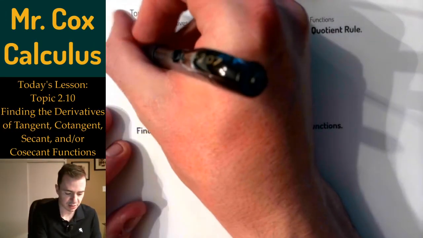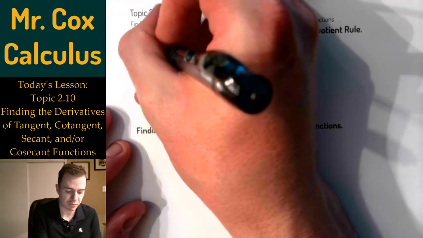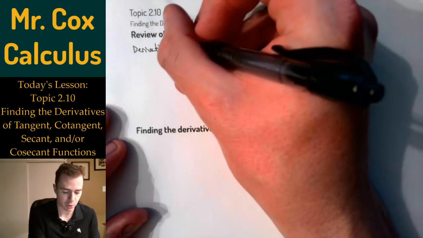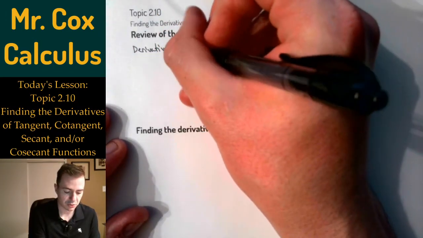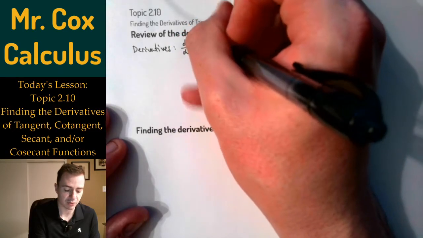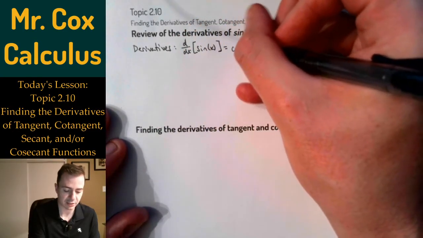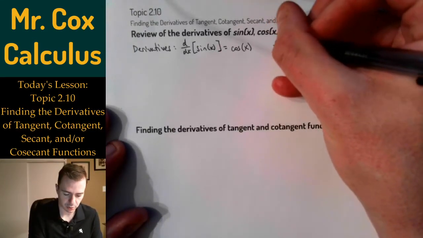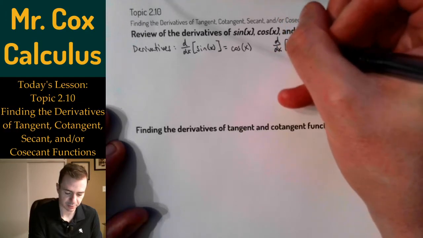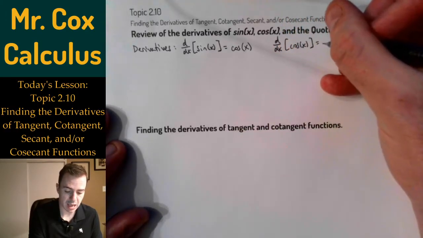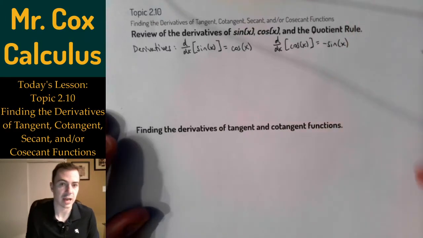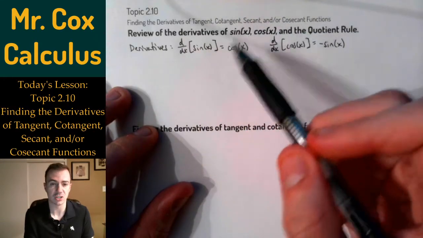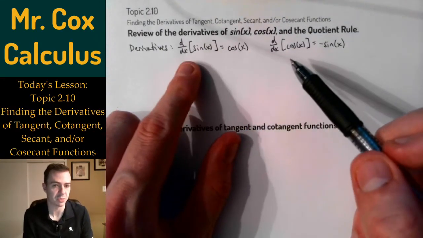The first thing I need to do is go back and remember some of the derivatives that we learned back in topic 2.7. In topic 2.7, we showed using the limit definition of a derivative that the derivative of sine of x was equal to the cosine of x. We also showed that the derivative of cosine of x was equal to negative sine of x. And so if we know those two derivatives and we can break these functions into sines and cosines, we can use this piece of information.